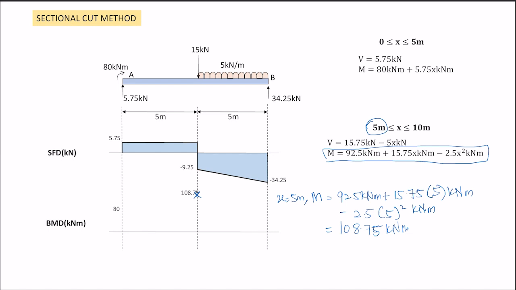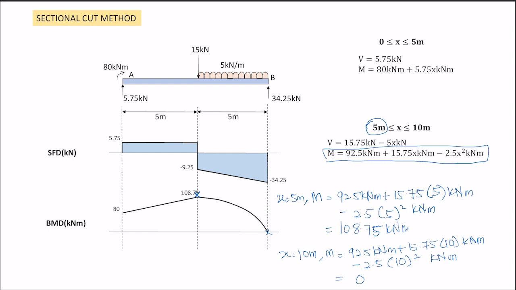Okay, for the next and last boundary, which is x equals 10 meter. M equals 92.5 kilonewton meter plus 15.75 times 10 kilonewton meter minus 2.5 times 10 power of 2 kilonewton meter. Over here, I get zero. So it will end with zero. So likewise, that is the line.